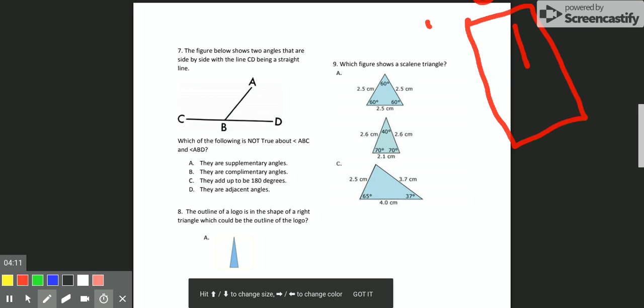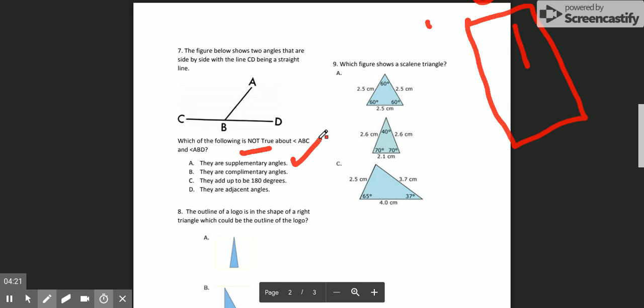On number 7, which of the following is not true about angle ABC and angle ABD? So A is correct. They form a straight line, so that's 180. B, they don't form a 90 degrees. I'm going to circle that one because that's not true. C, they add up to 180. They're a straight line, so that one works. And D, they're adjacent, which means they're next to each other, so that one works. So it is B as the correct answer.